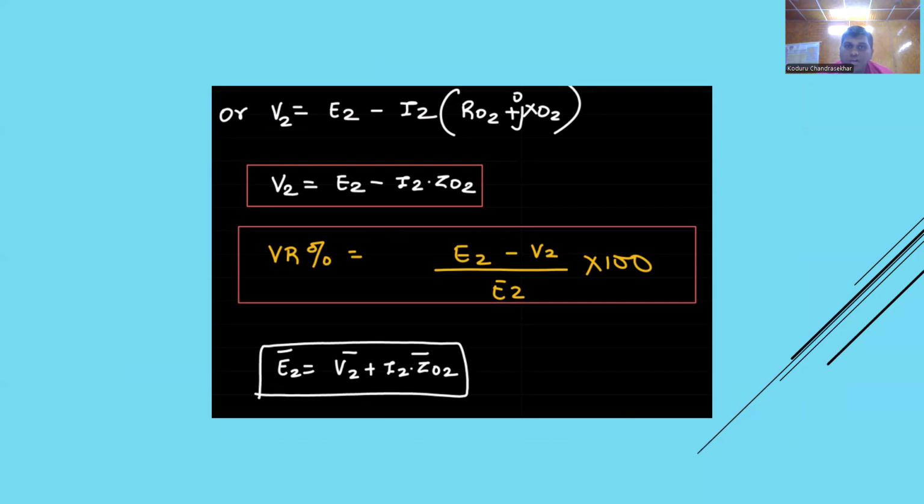So R02 plus j into X02, the expression inside the bracket, is basically the impedance referred to the secondary side. So V2 is equal to E2 minus I2 into Z02. Percentage voltage regulation is equal to E2 minus V2 divided by E2 into 100. This is the formula which we have to remember, where percentage voltage regulation is equal to E2 minus V2 divided by E2 into 100.